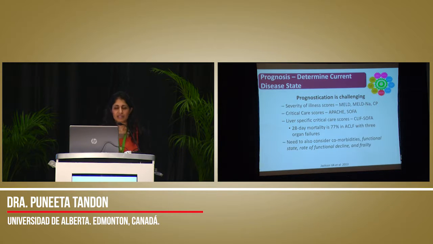Prognosis is a talk in itself, and so prognostication in these patients is challenging. We use different severity of illness scores. We use critical care scores, such as the Apache. We use organ failure scores, and we know that in acute on chronic liver failure, mortality is very high in patients who have 3 or more organ failures. But you also need to consider, in addition to all of the liver disease severity, comorbidities and their functional status and frailty. And so it does get to be complicated.